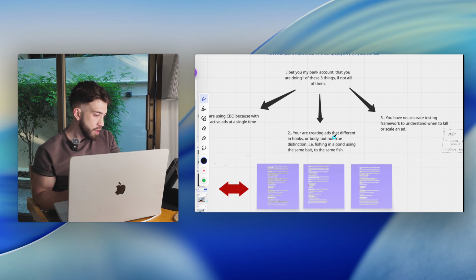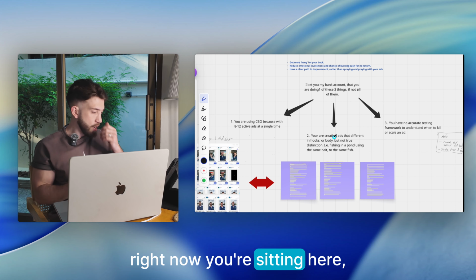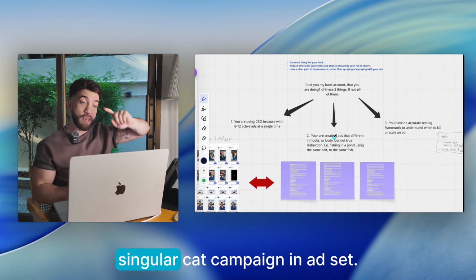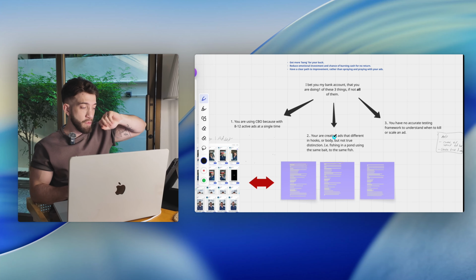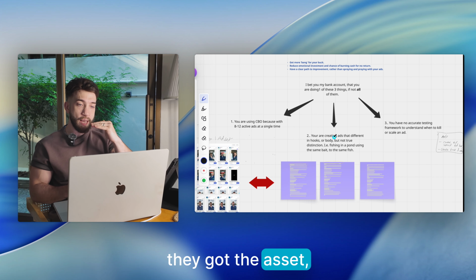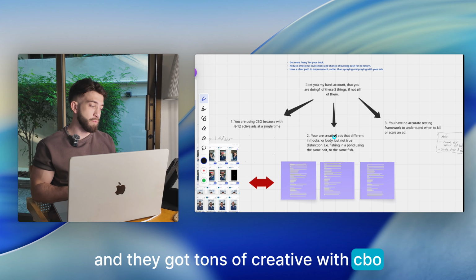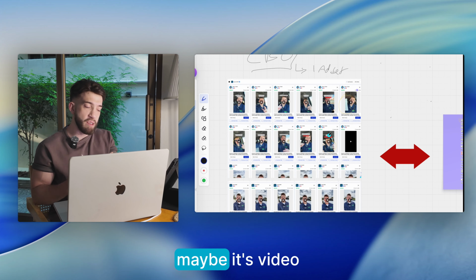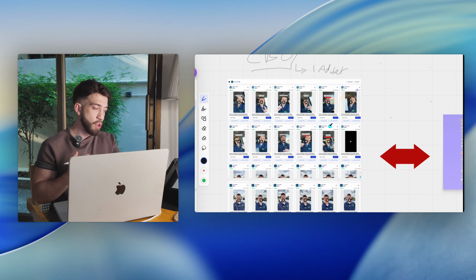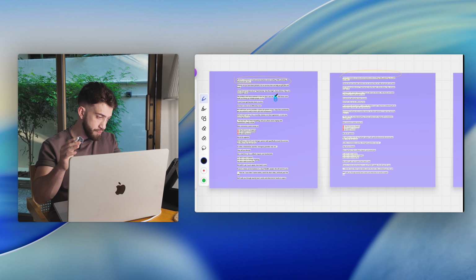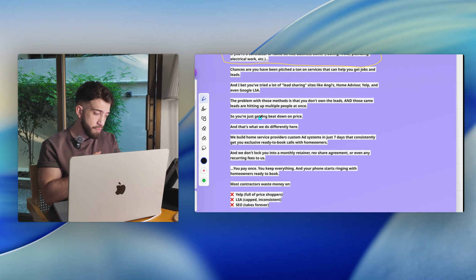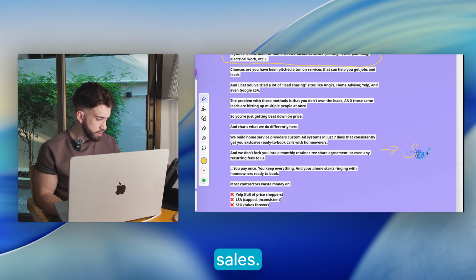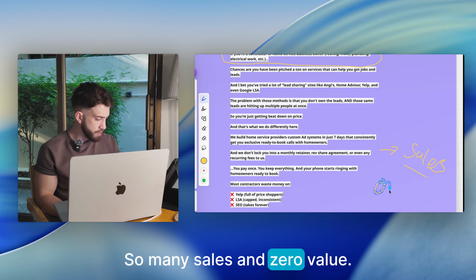So right now, you can go into your ad account and look if they have a singular campaign with an ad set. So you've got the campaign, the ad set, and tons of creative with CBO. And they all probably look very similar. Maybe it's static, maybe it's video with similar copy. All of which, by the way, most of the time are just sales. It's always sales and zero value.